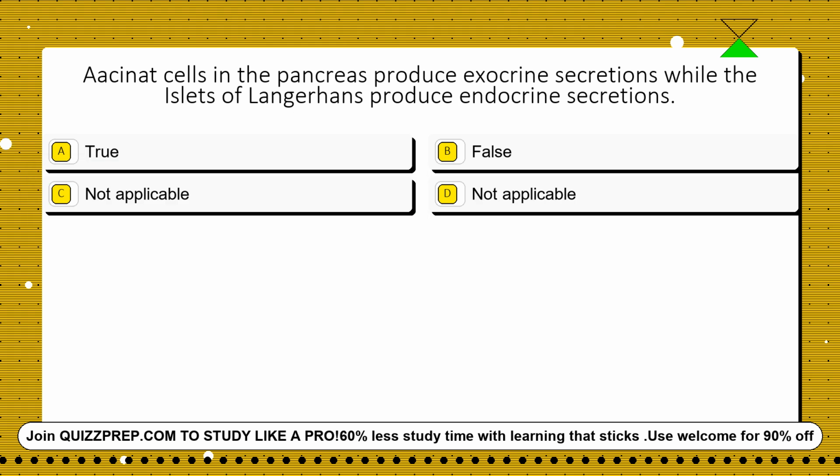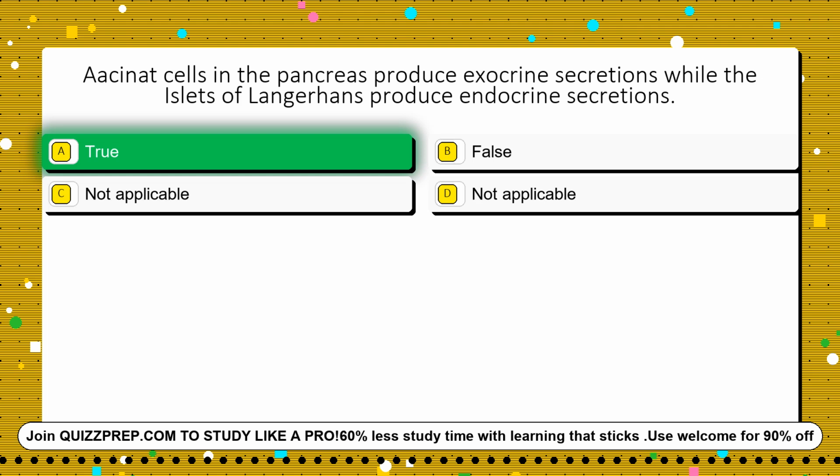Question 93. Eosinate cells in the pancreas produce exocrine secretions while the islets of Langerhans produce endocrine secretions. Option A. True. Option B. False. Option C. Not applicable. Option D. Not applicable.